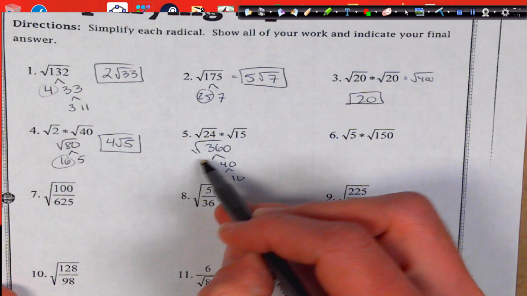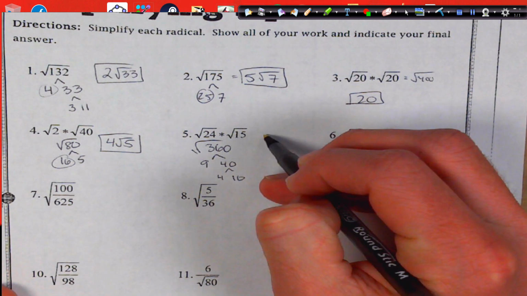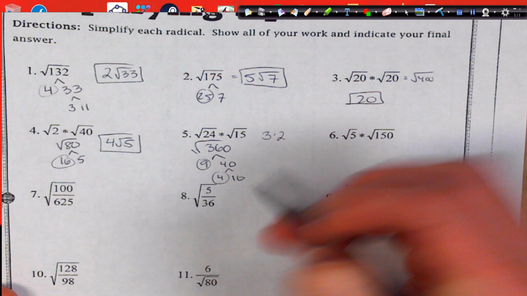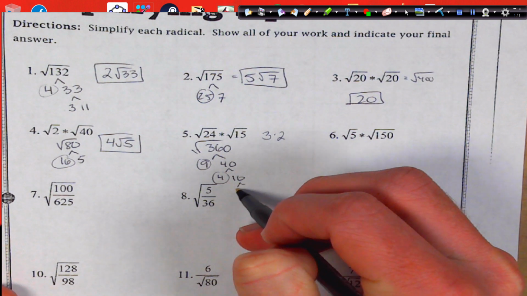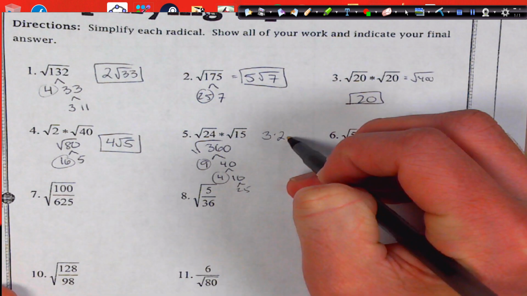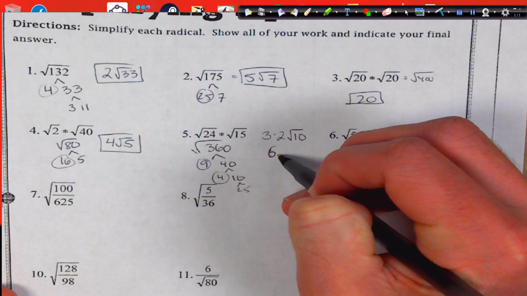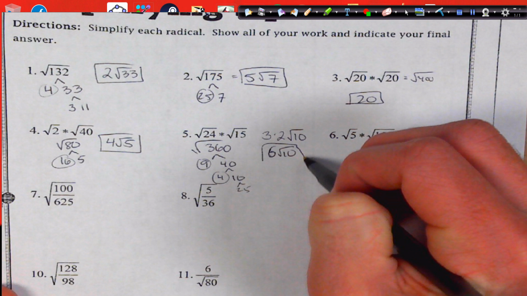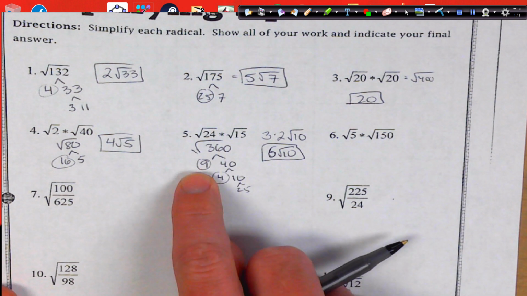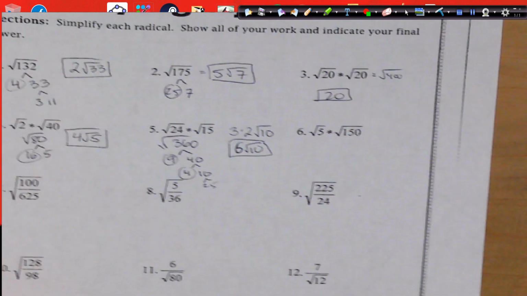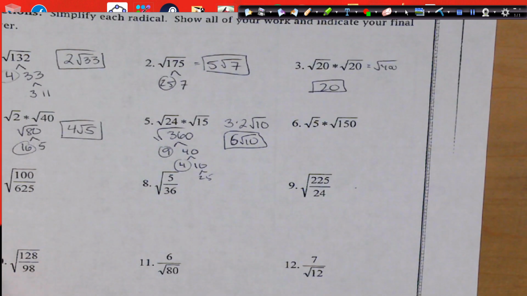So here I'm going to be able to pull out a 3 from the 9. I'm going to be able to pull out a 2 from the 4. Now 10 breaks down to 2 and 5, so nothing happens, so I go back to the 10. And so this is going to be 6 rad 10. I probably could have just done 36 times 10, that would have been smart. Would have made my life a lot easier, but sometimes we don't do things the easiest way.